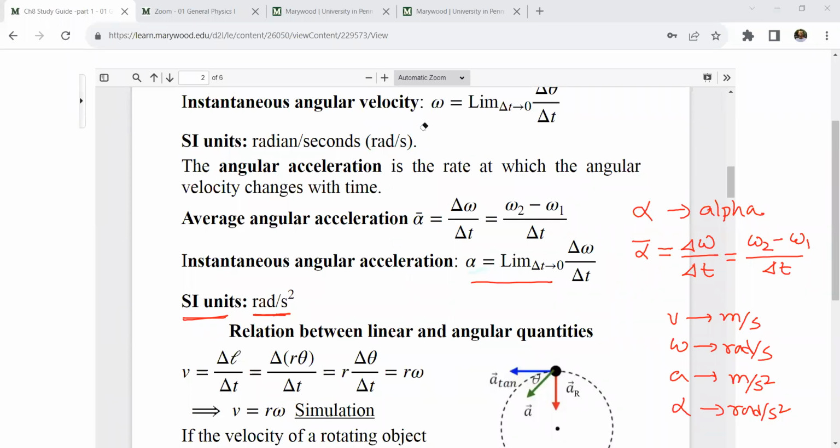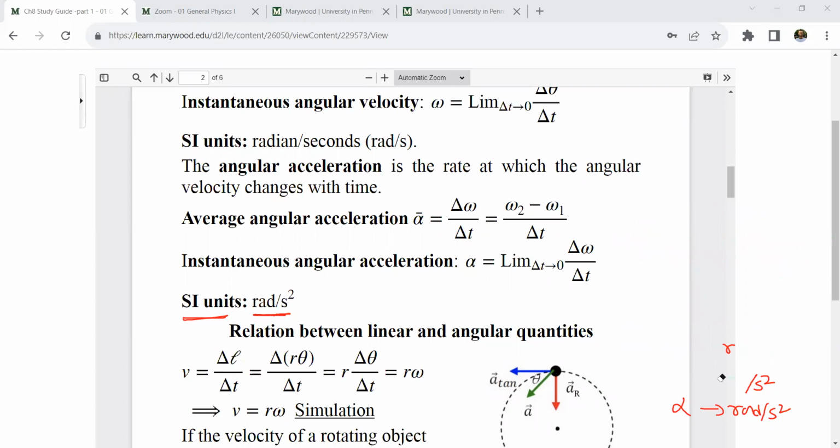And the convention for alpha is similar to all other angular quantities. That means, sorry, counterclockwise rotation gives us positive sign. Clockwise rotation gives us negative sign.